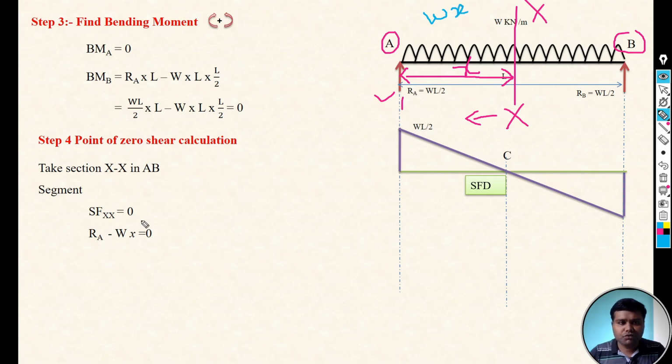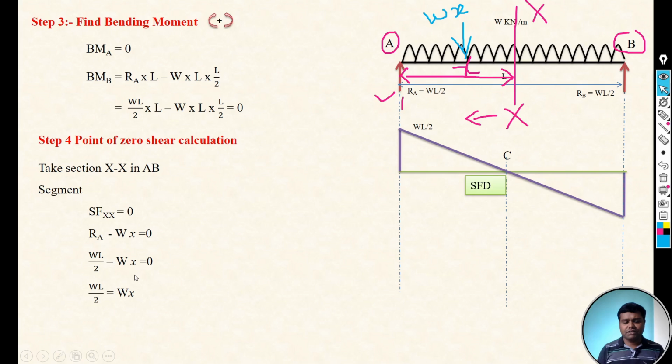Okay, the shear force is RA upward and the point load due to that UDL is WX, and the direction of that WX is downward, so it is minus WX. So here we have already calculated the value of RA, where RA is WL by 2, correct? RA is WL by 2. Now WL by 2 minus WX. Now here we have to calculate the X.